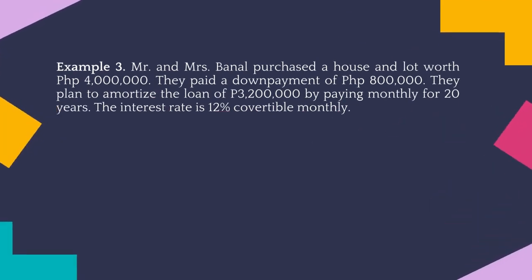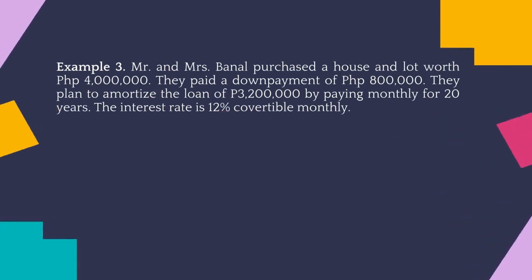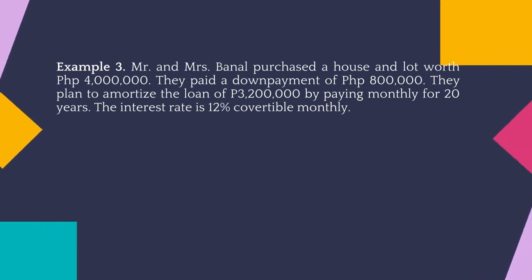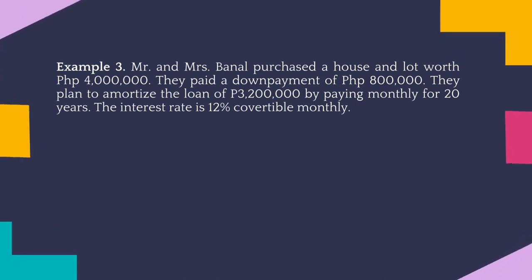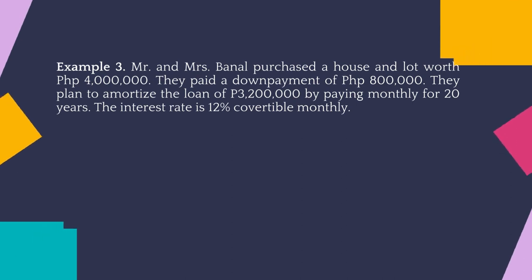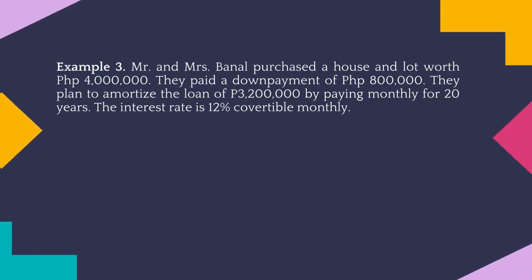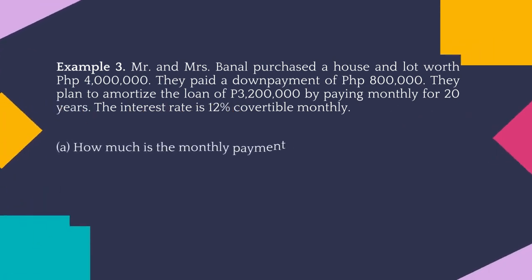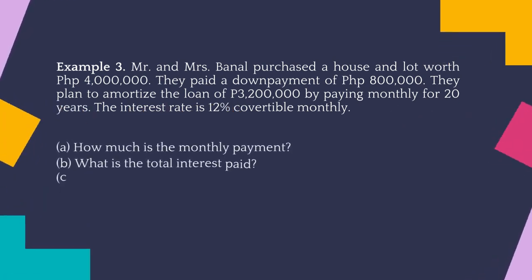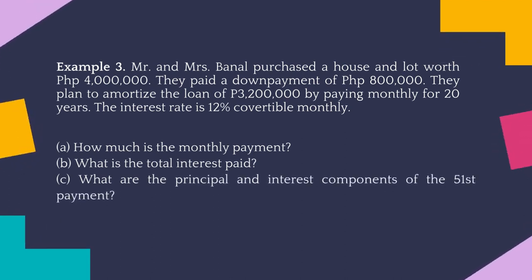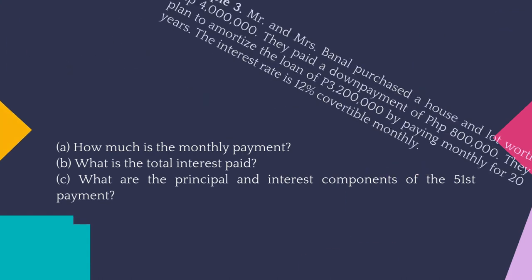Example number 3. Mr. and Mrs. Banal purchased a house and lot worth 4 million. They paid a down payment of 800,000 pesos. They plan to amortize the loan of 3,200,000 by paying monthly for 20 years. The interest rate is 12% convertible monthly. The questions are: how much is the monthly payment? What is the total interest paid? And what are the principal and interest components of the 51st payment?